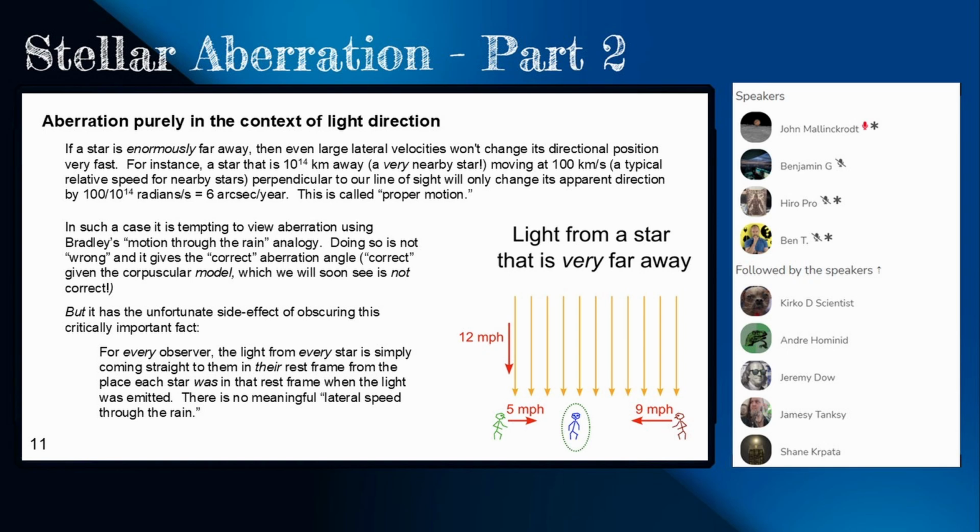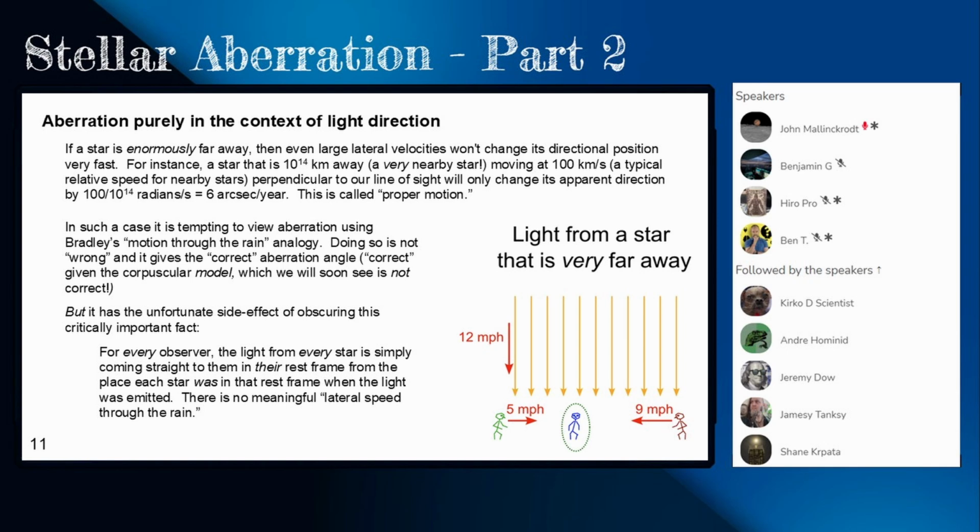And to make that a little clearer, in reality, the closest stars are about 100 trillion kilometers away, 10 to the 14th kilometers away. That's a very nearby star. There are a few stars closer than that, but not very many. And if that star were moving at 100 kilometers per second, that's maybe on the high end, but a pretty typical relative speed for nearby stars.